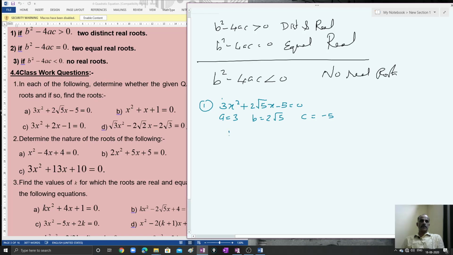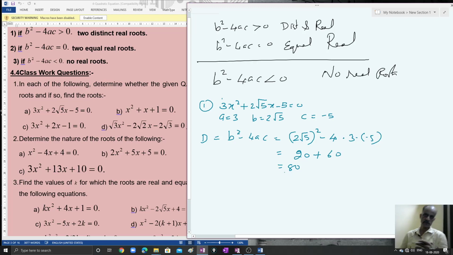So, b square minus 4ac is the discriminant. The discriminant D is equal to 2 root 5 whole square minus 4 into 3 into minus 5. This is equal to 20 plus 60, which is 80. I think in the last session we have solved this using the quadratic formula.